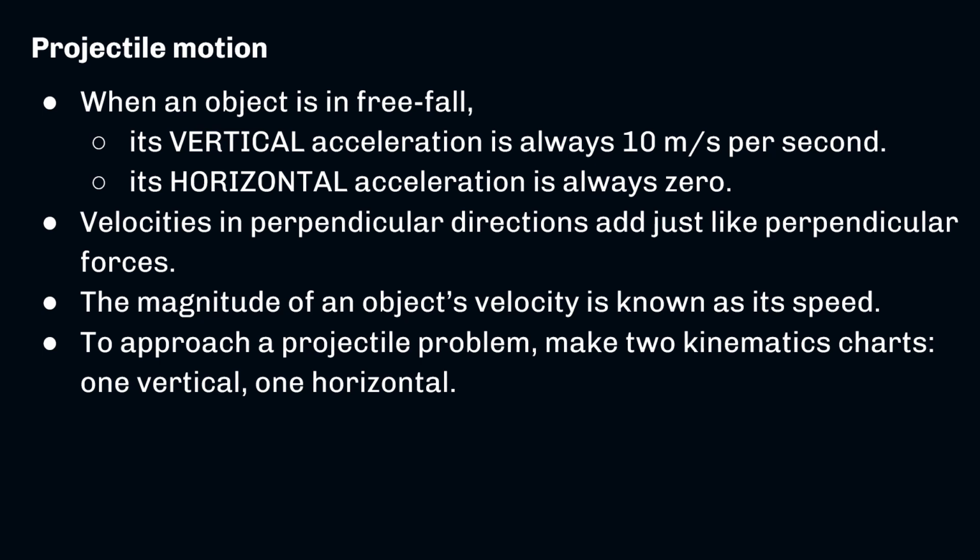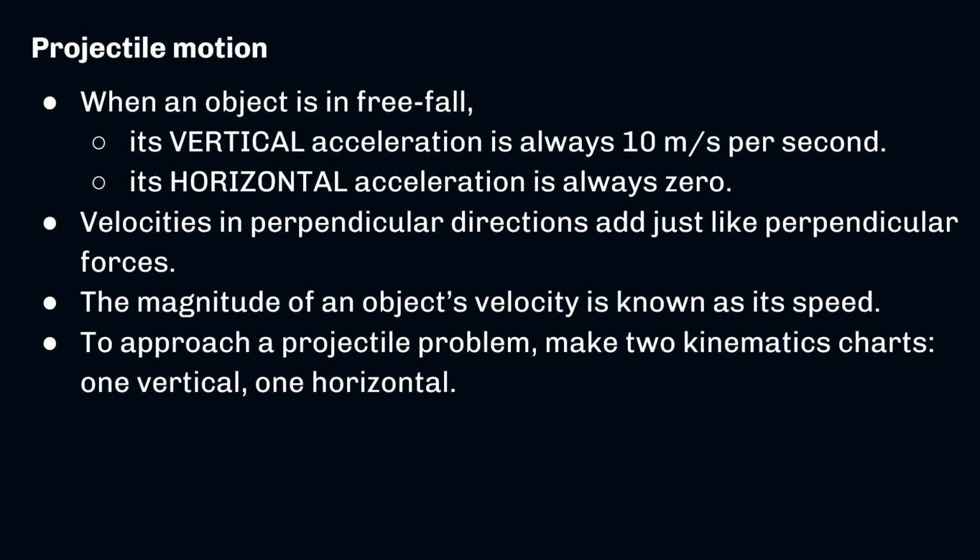Velocities in perpendicular directions add just like perpendicular forces. Talked about that on the previous slide. The magnitude of an object's velocity is known as its speed. So velocity includes the actual direction, so if it's positive or negative, if it's going east or west. The speed is just the number. So like the 10, if you have 10 meters per second, that's just the actual magnitude of it. And you can say negative 10 meters per second or positive 10 meters per second or whatever it is. If you have 5 meters per second east, that is going to be my velocity.